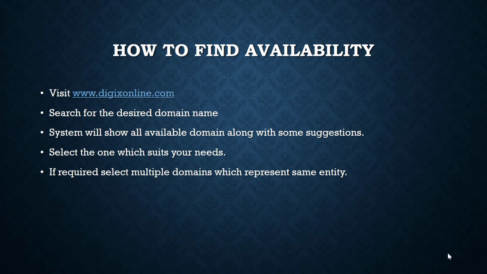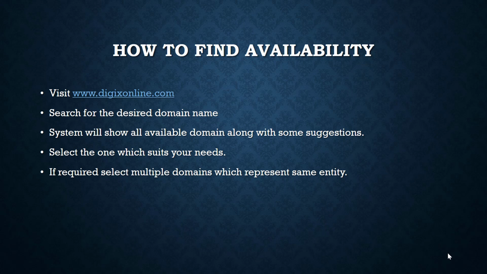The system will show all the available domain names along with some suggestions. So select one which suits your needs. If required, you can select multiple domain names which represent the same entity to avoid any conflicts in the future. For example, you find a domain name for your business which has .com, and .net and .org are also available, so select those also, so no one else will register it and give you competition.